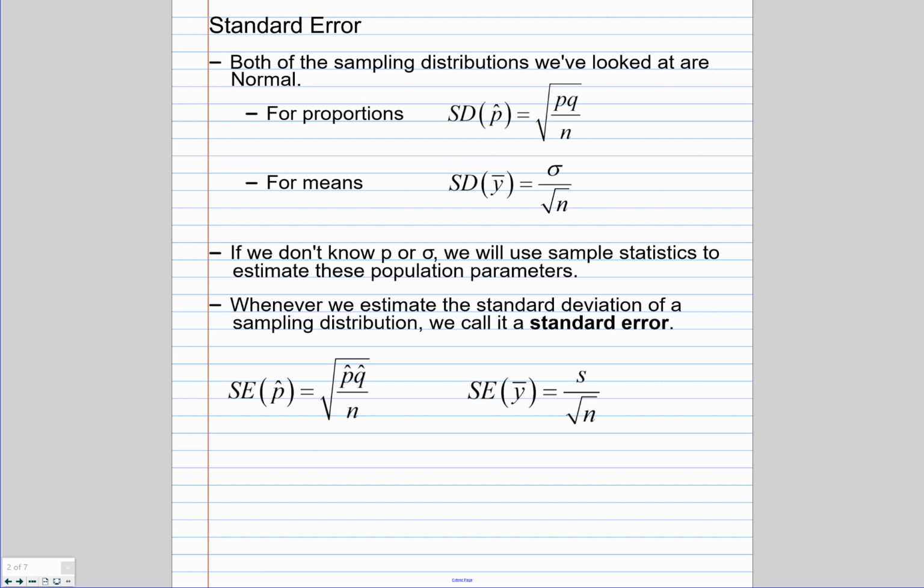Now, I put both on here because we talked about both last week, but going forward for the duration until the end of this quarter, we're only going to care about proportions. Okay? When we come back from spring break, then we will talk about means again. All right, so from now until spring break, it'll be proportions.